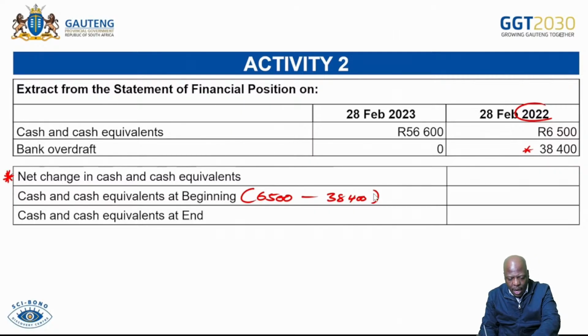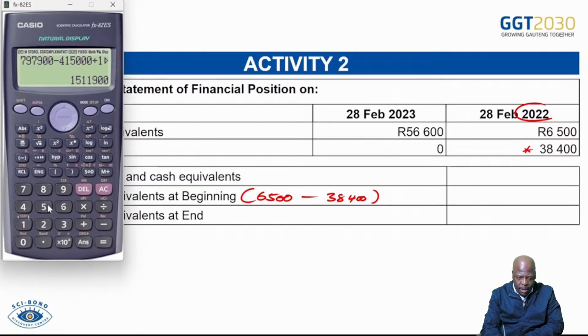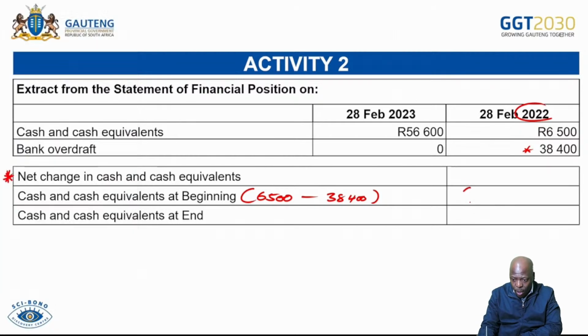All right. Let's see on the calculator. 6,500 minus 38.4. Oh, you left the 3, Mr. Simbi. 38.4. Okay, equals. So the bank overdraft must always be subtracted. It always has to be subtracted. Then I'm going to say it's a negative 31.9. It's a negative 31,900, like that.